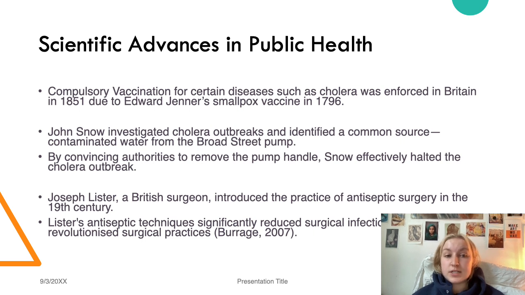Joseph Lister, a British surgeon, introduced the practice of antiseptic surgery in the 19th century. Lister recognized that the high mortality rate associated with surgical procedures was largely due to infections. By using antiseptic techniques, Lister changed medicine forever and reduced mortality rates while teaching people the importance of cleanliness.